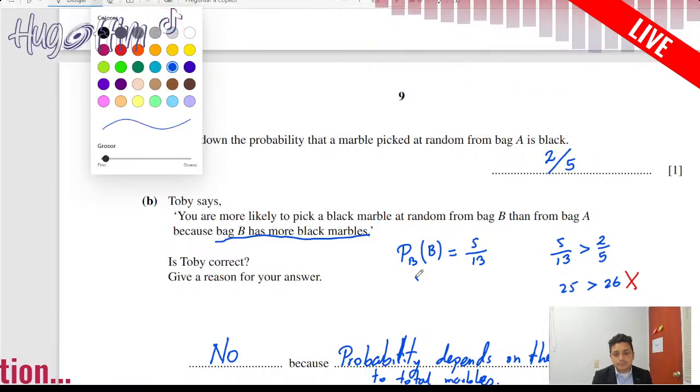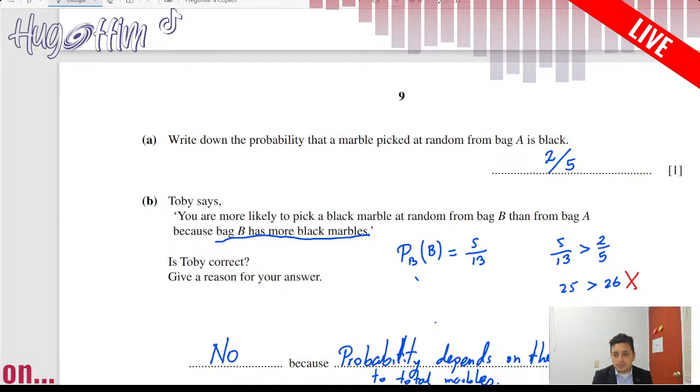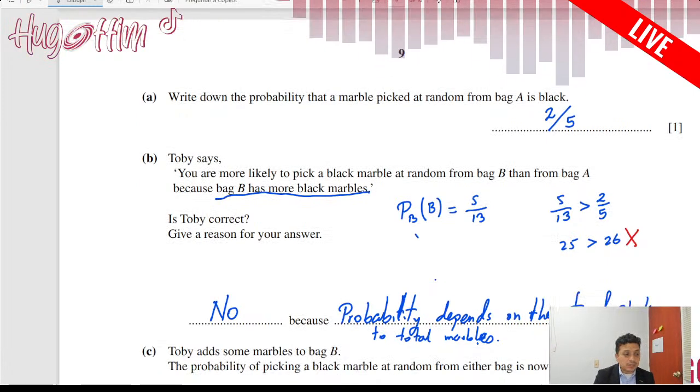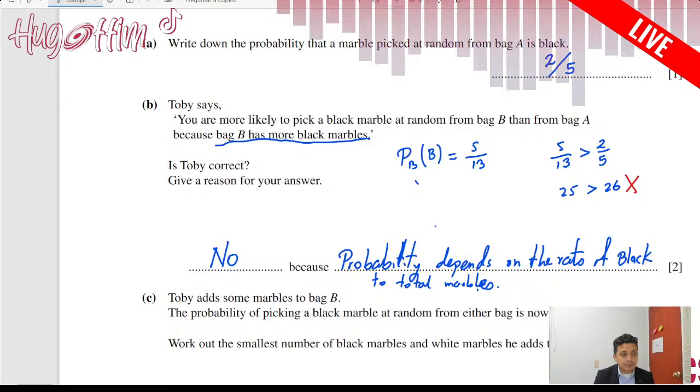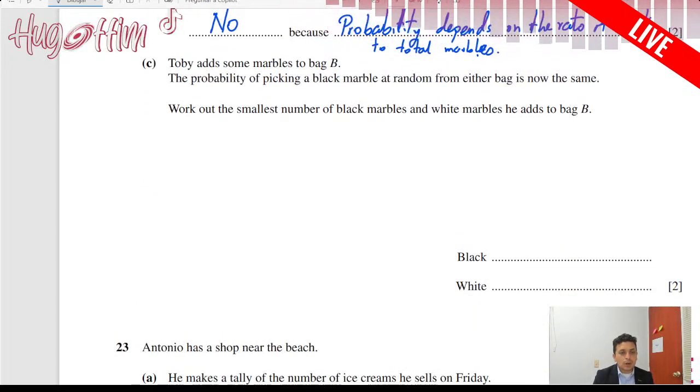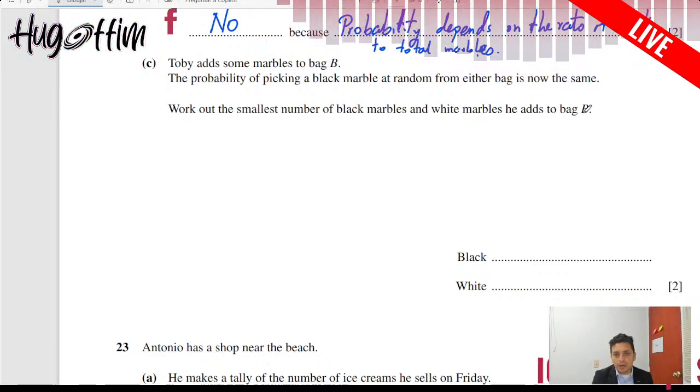However, I can describe that it depends on the ratio of black marbles to total marbles to determine the probability. This is how you can give a reason. And finally, let's see the other one. It says, Toby adds some marbles to bag B. The probability of picking a black marble at random from either bag is now the same. Work out the smallest number of black marbles and white marbles he adds to bag B.